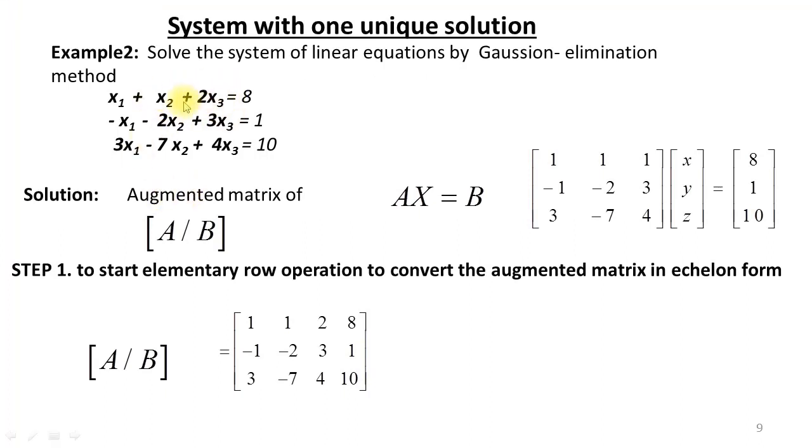This is a system of linear equations: x1 plus x2 plus 2x3 is equal to 8, minus x1 minus 2x2 plus 3x3 is equal to 1, and 3x1 minus 7x2 plus 4x3 is equal to 10. This system has one unique solution. At the end, dear students, you will see that this system has one unique solution.